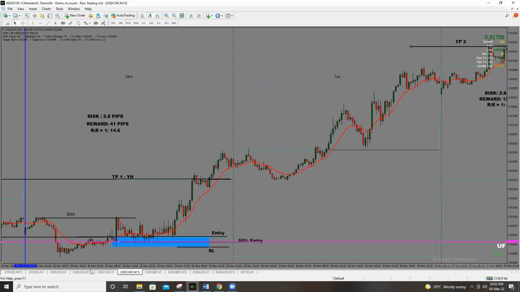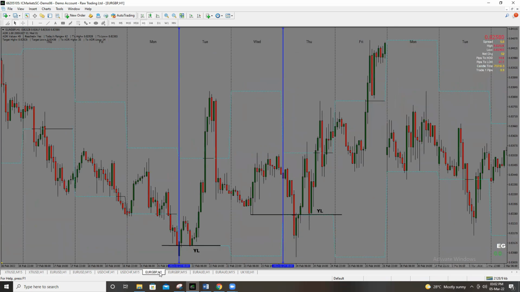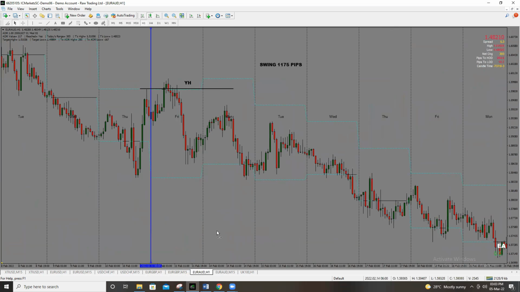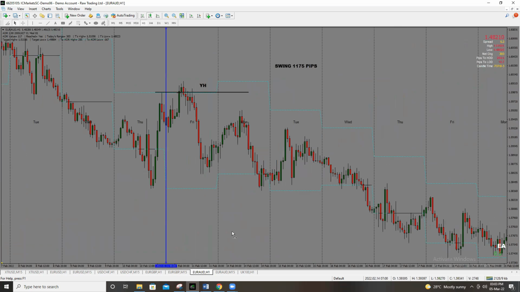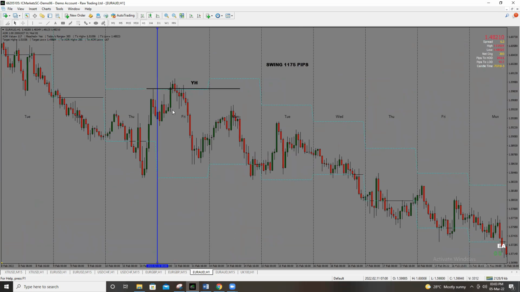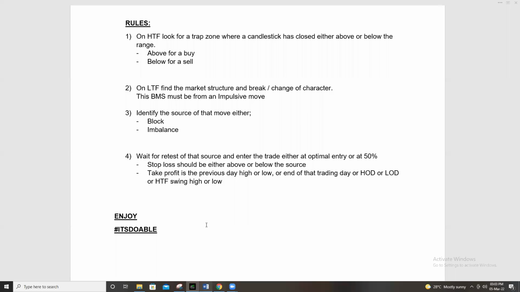So let's see another example. This is a buy. Let's see for a sell. We're using the same rules. Now for a sell trade, you'll be looking for yesterday's high on the higher time frame. Remember, we're moving with the rules. So for a sell, you're looking for yesterday's high and a candlestick closing below that range, because you want to sell.